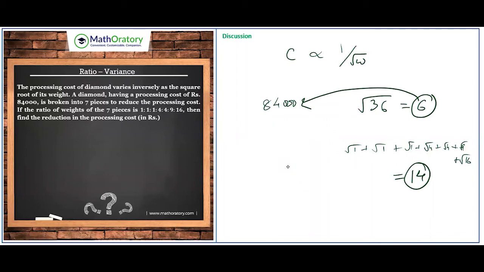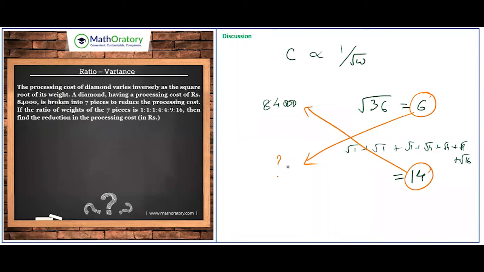But because it is an inverse proportion, you can treat this idea in this way: the 6 will correspond to the new value, which we don't know, and the 14 corresponds to this 84,000. This is how inverse proportion works. Now you can use the same unitary method. If 14 is corresponding to 84,000, each is corresponding to 6,000. So 6 corresponds to 36,000. That should be the total processing cost after the pieces are generated.